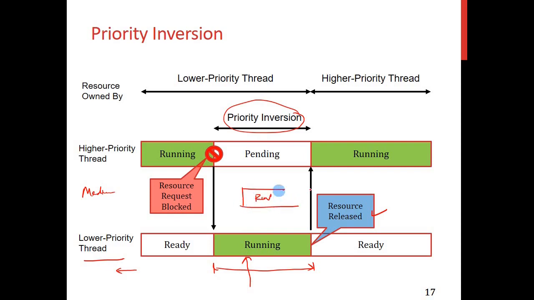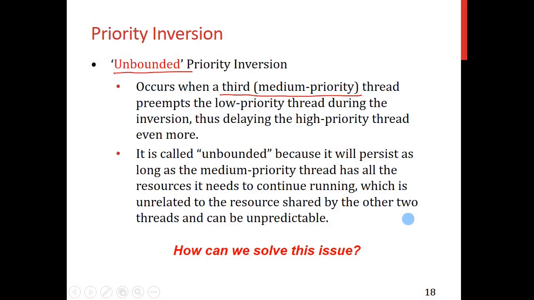The medium priority thread can run for as long as it wants, and only after it finishes can I transition back to the lower priority thread to carry on running and then release the resource. That can add a significant amount of unpredictability to when the high priority thread will actually get the resource and resume from where it left off. So that is what we call unbounded priority inversion.